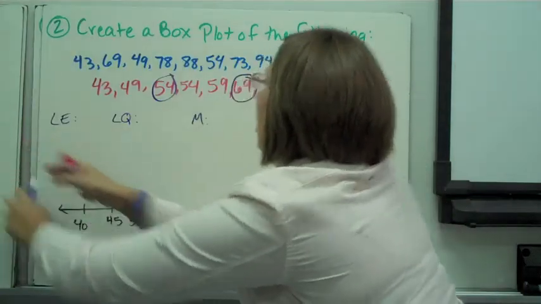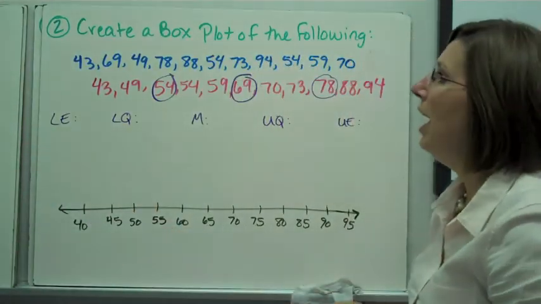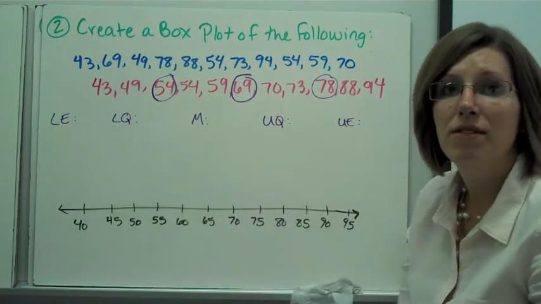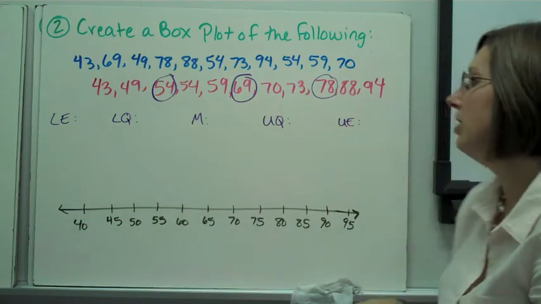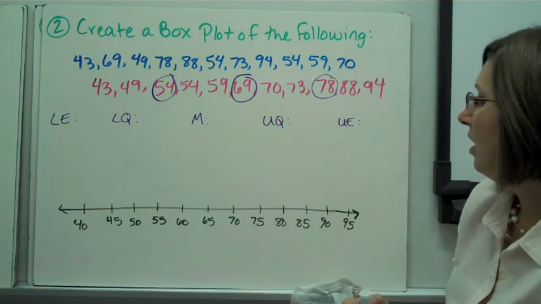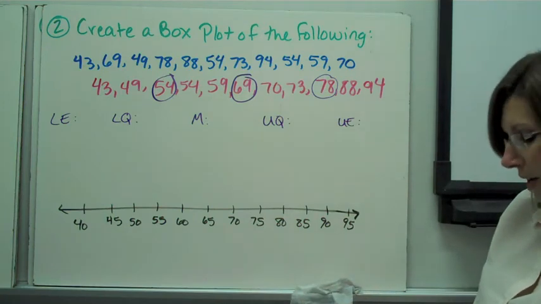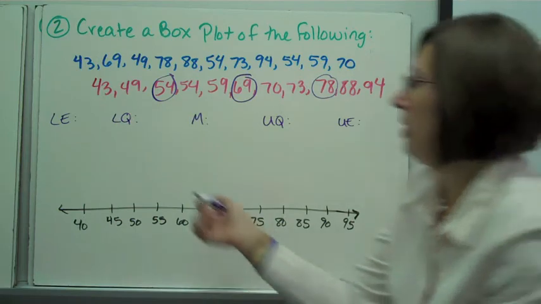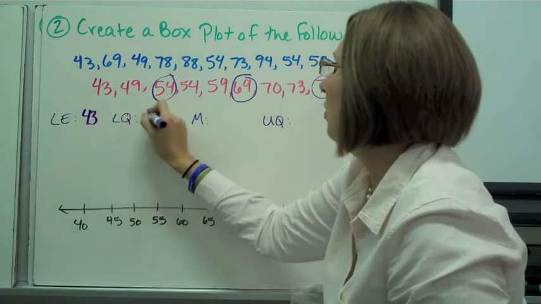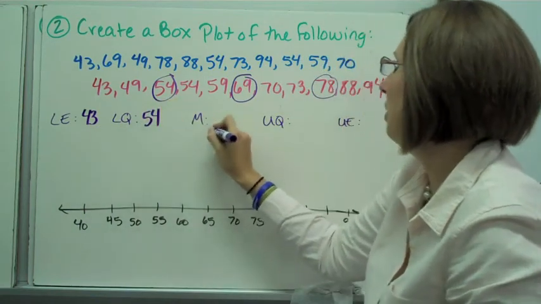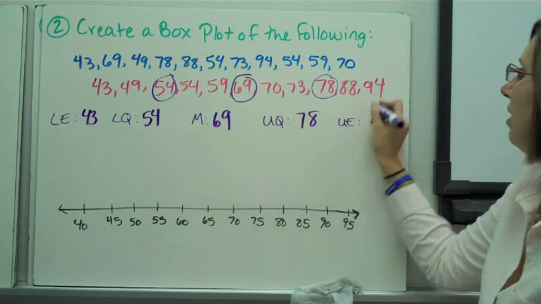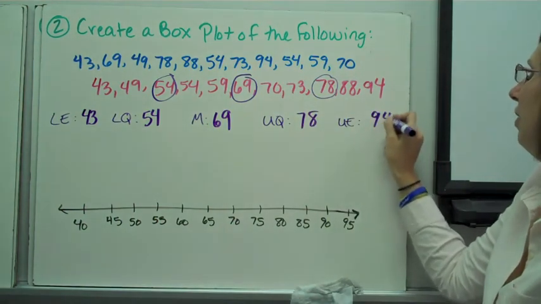So on this one, I went ahead and put the numbers in order, and I started to find my 5-number summary just to make this a faster process. Okay, so my lower extreme is 43. That's the smallest number. My lower quartile was 54. My median was 69. My upper quartile was 78, and my upper extreme was 94.